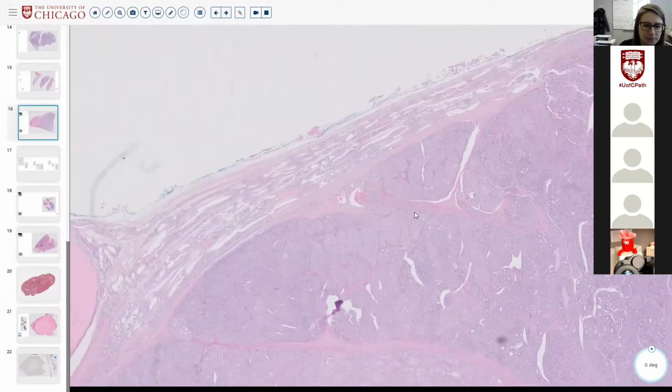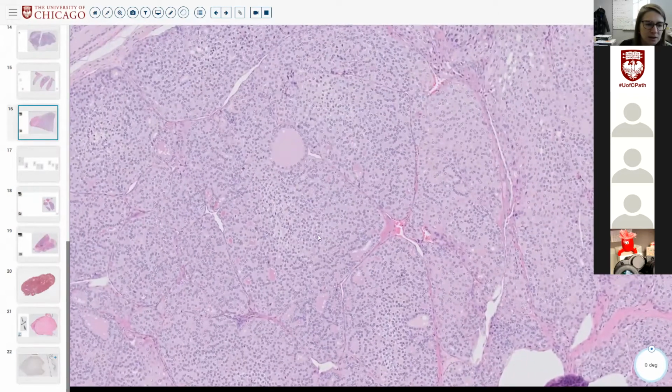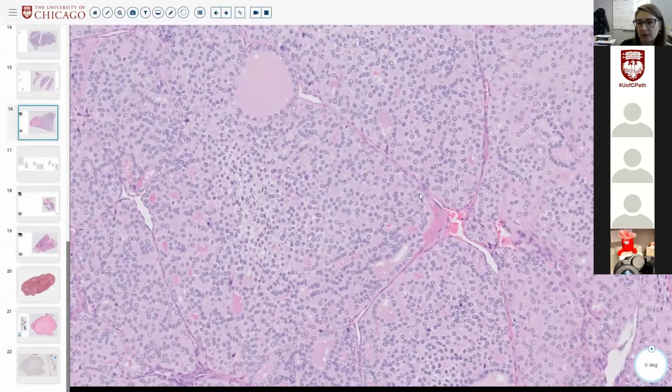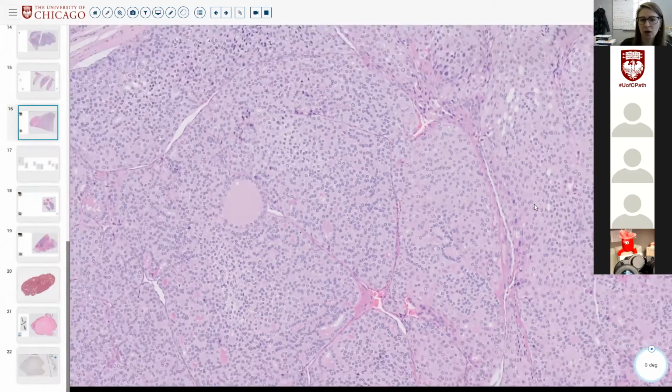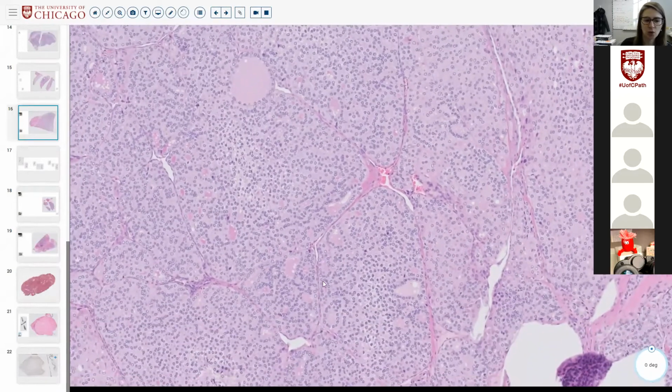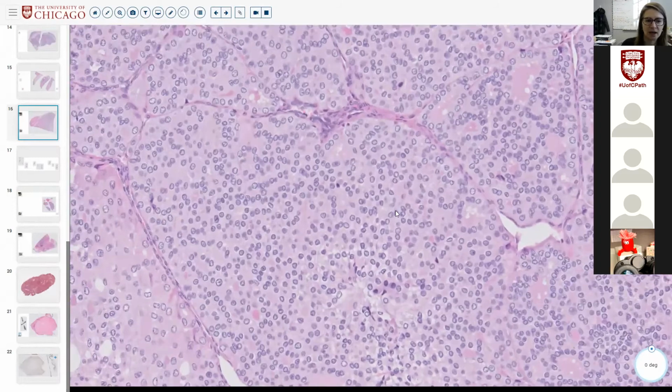And here's the lesion. So this lesion is extremely, extremely cellular and even solid, right? When you go from vessel to vessel, it's just wall to wall cells with only an occasional colloid follicle in between, right? So this is solid. This is no longer trabeculae or cords. This is solid growth.